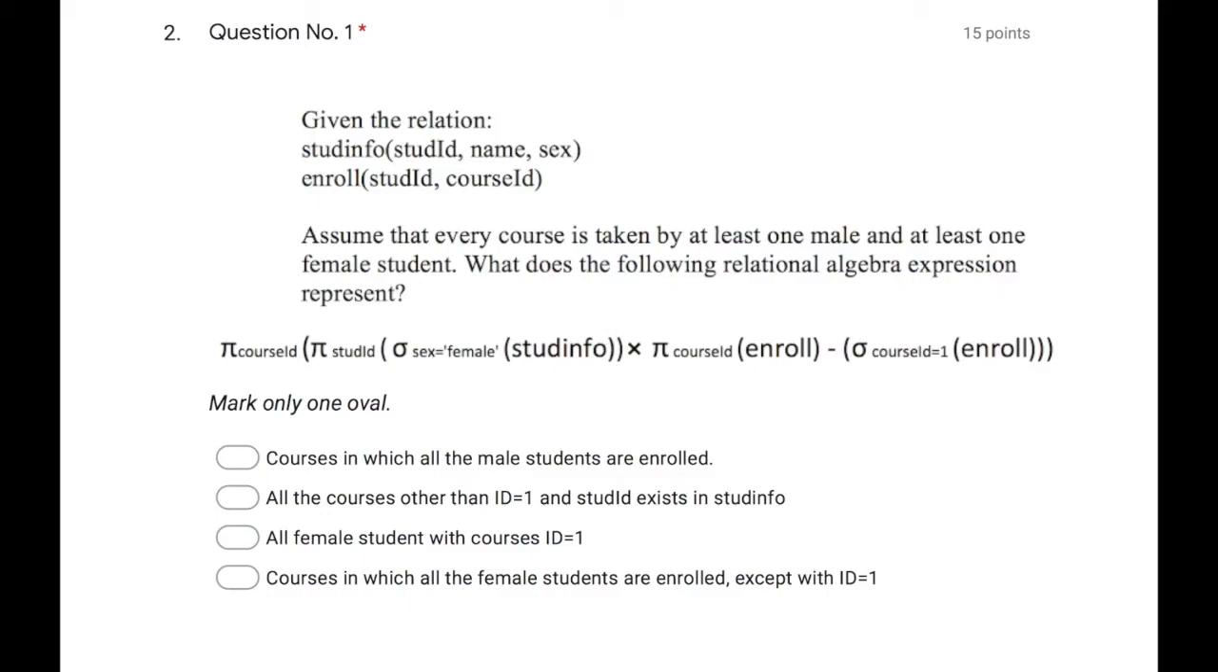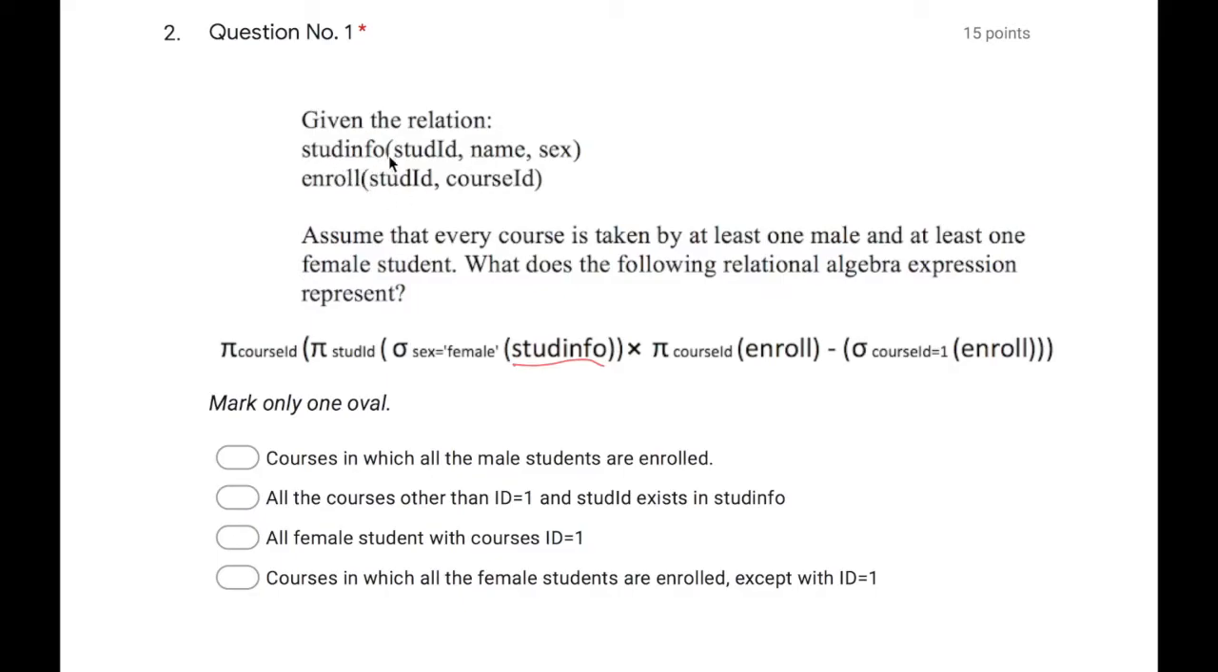Okay, let's start to discuss our first quiz in database system. Question number 1. Given the relations studinfo and enroll, assume that every course is taken by at least one male and at least one female student. What does the following relational algebra expression represent? If we see an expression like this, we need to solve the innermost part first. So I guess this one.